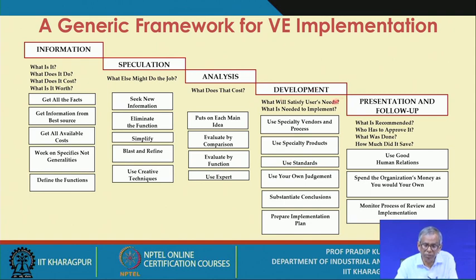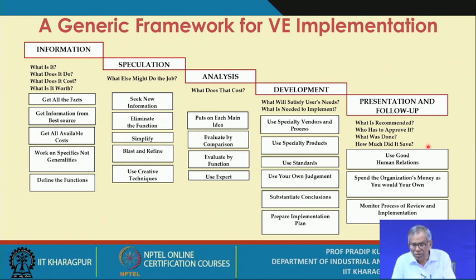Then you go for the development. What will satisfy user needs? Now you think of the customer needs or the user needs. What is needed to implement? These are the points you go through. Once you complete the 4th phase, you go to the last phase, that is the presentation and follow up. What is recommended? Who has to approve it? That means usually you get the sanction of the higher authority. What was done? How much did it save? All these details we have already referred to.